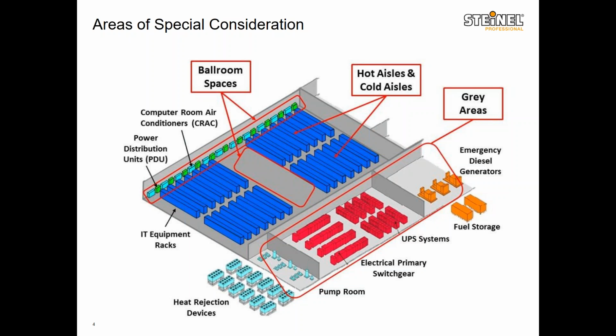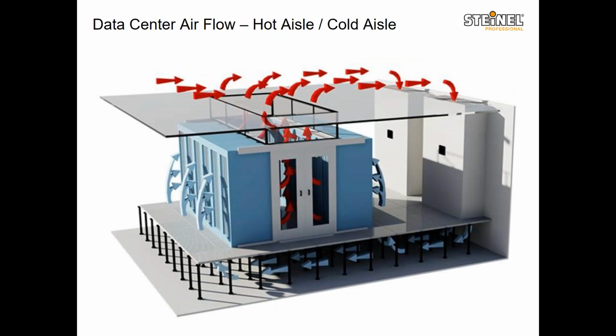And then you have special areas that are labeled gray areas. These are the areas where you have, for example, your emergency generators, your power supply systems, switch gear, pump rooms, this type of thing. Those are areas that aren't conducive for use of occupancy sensors. Those are spaces that we will eliminate from our design with sensor controls. So the number one spaces that we're going to look at are the hot and the cold aisles.